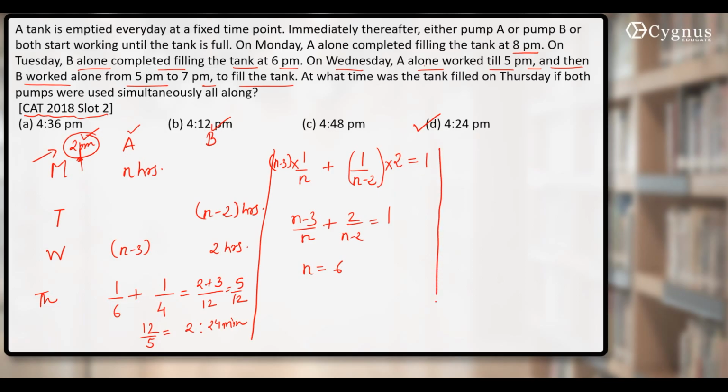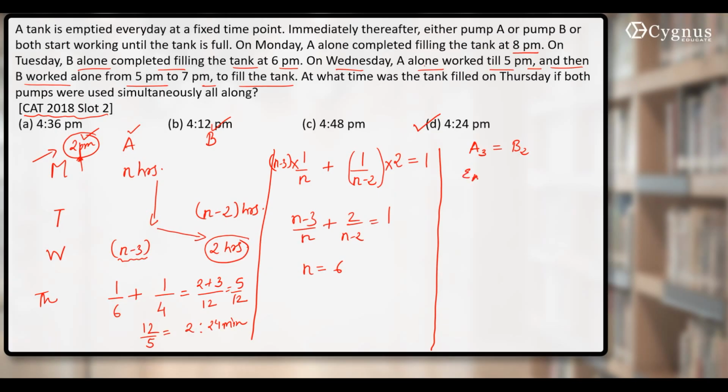Now let's look at the shortcut here. I know that on Wednesday, A will work for only N minus 3 hours. That means today A is going to work for 3 hours less. And this will be compensated by pump B. Pump B will finish that work in 2 hours. So can we say the work which A alone can do in 3 hours will be done by B alone in 2 hours.